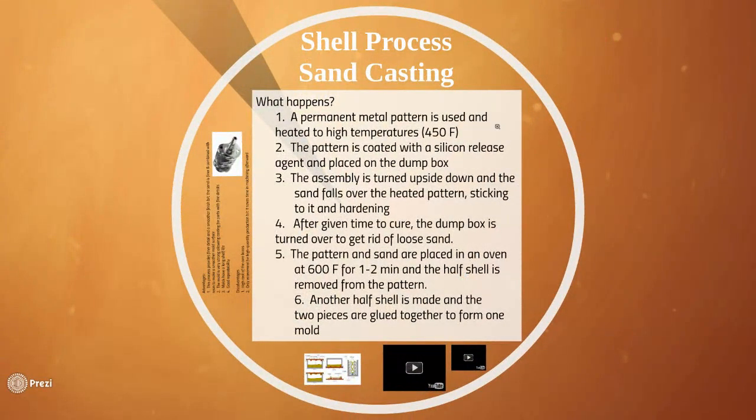Our next type of casting process is called shell process sand casting. This process is actually interesting because it can be considered a semi-permanent mold casting process. So what happens? Well, a permanent metal pattern, so you have a permanent pattern, is used and it's heated. And then that pattern is coated with a release agent to make sure that any sand that dumps on it can actually be released from it. Then you turn it upside down in this big, huge box and allow that sand to fall on it. And then that sand sticks to it and then it hardens.